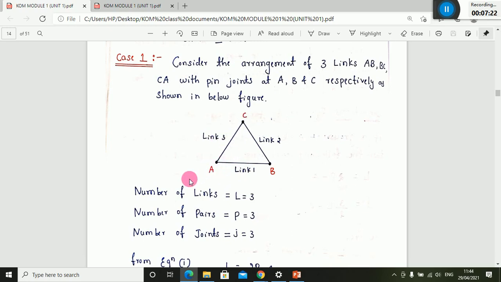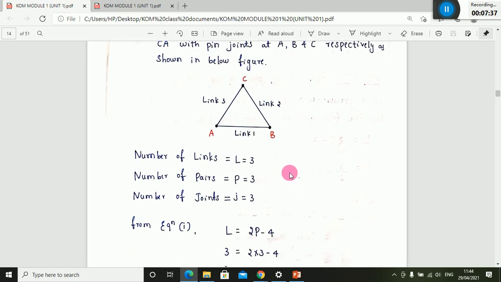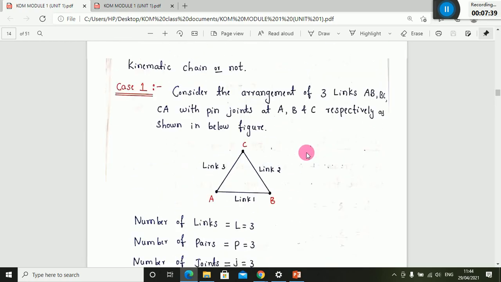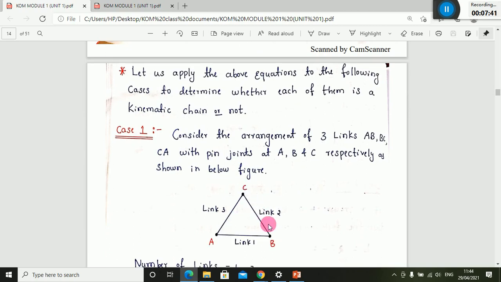First, just take a rough sketch of this one and mention the joint names. A, B, C are the three joints. Link 1, link 2, and link 3 are the three kinematic links. And in total, how many pairs are there? Can anyone tell that? How many pairs? Three. Correct. Between link 1 and link 2 there is one pair. Between 2 and 3 there's one more pair. Between 3 and 1 there is one more pair.